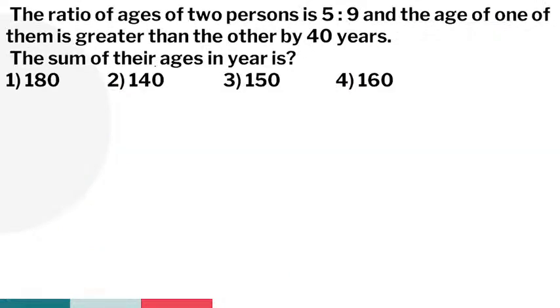Right. And move on to next one. The ratio of ages of two persons is 5:9 and the age of one of them is greater than the other by 40 years. The sum of their ages in years is.